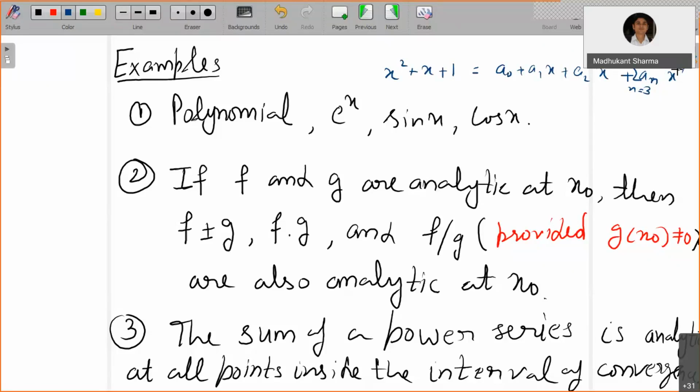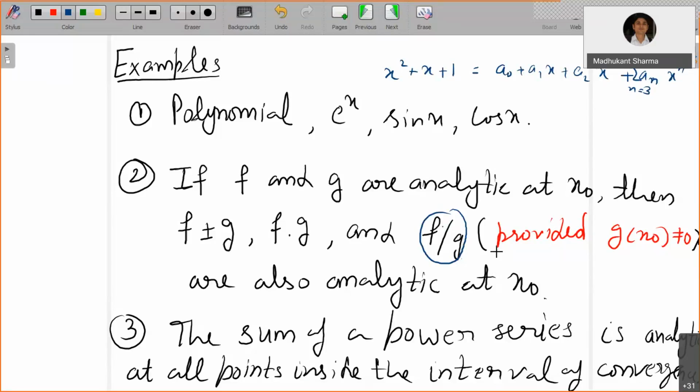Now if you have two functions which are analytic at some point, like in the continuity and differentiability, you have seen their sum, difference, product and division will also become analytic at that point. Only you need to be careful about the division part, where division means a rational function. So the numerator is analytic, the denominator is analytic, provided g of x naught should not vanish at that point. So you can also look at the rational function in that way.